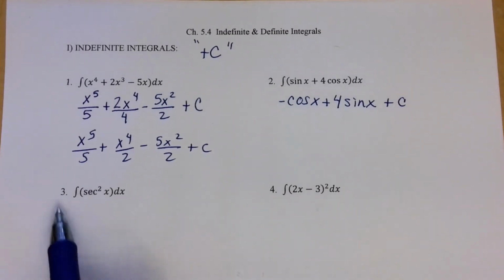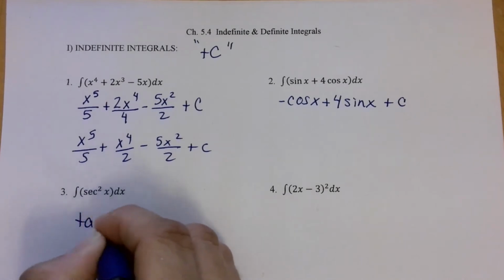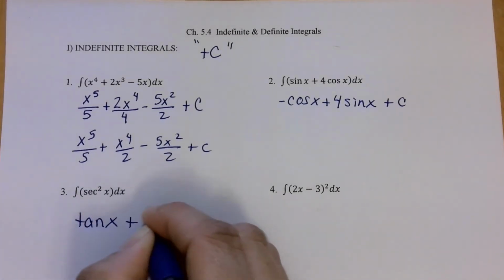Okay, for number 3, we have secant squared. Well, secant squared is the derivative of tangent of x. And then we'll include our plus c.